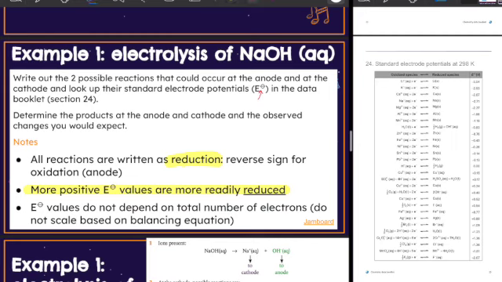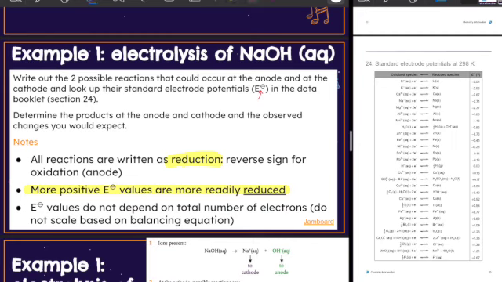All right, and I never change the E0 values. The E0 values are what they are. We don't scale based on number of total electrons. So what will this look like? Let's look at example 1. Example 1 is the electrolysis of NaOH aqueous.